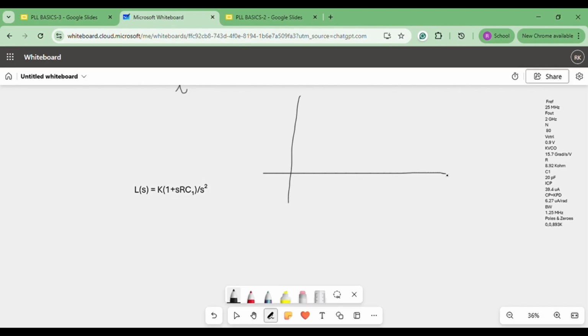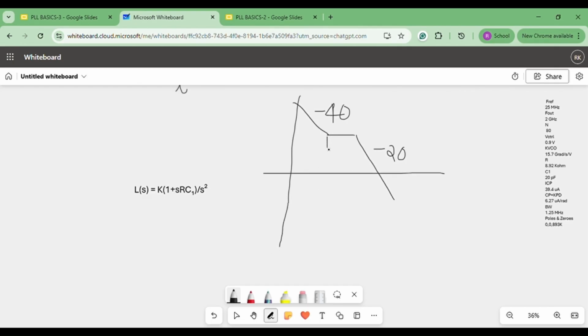So magnitude response, let's start. Basically, this is a two-pole system, so it will start with minus 40 dB per decade. Then there is a pole also. After that, it will settle for some time because of the pole, and then again it will drop with a slope of minus 20. So this is how our basic magnitude response should look.